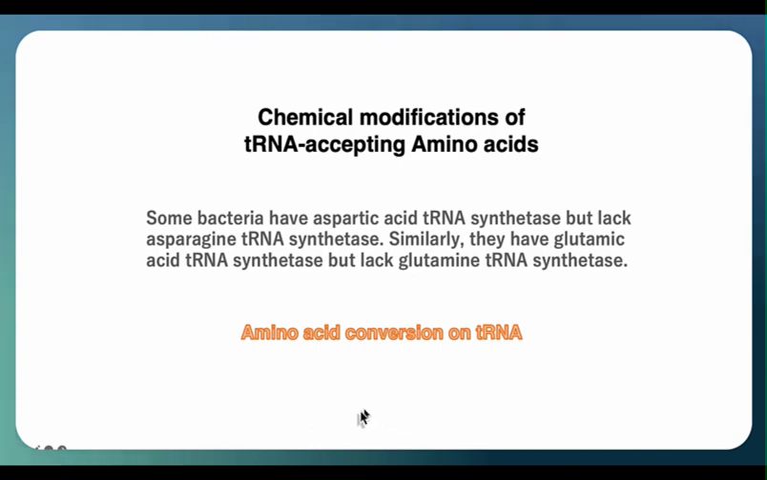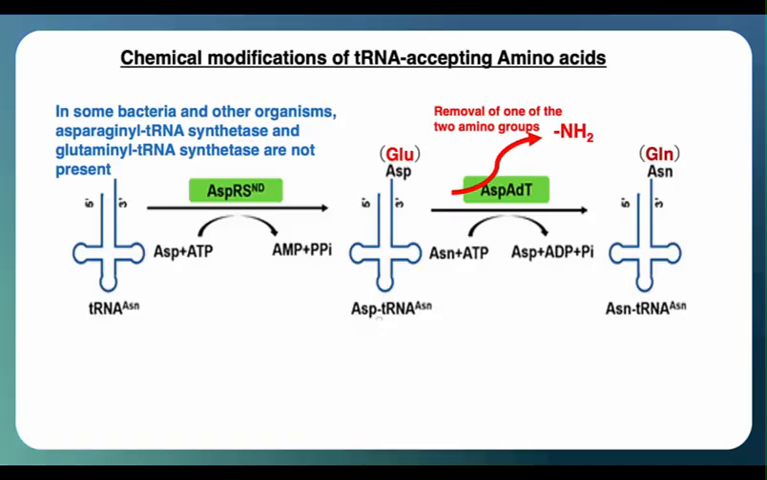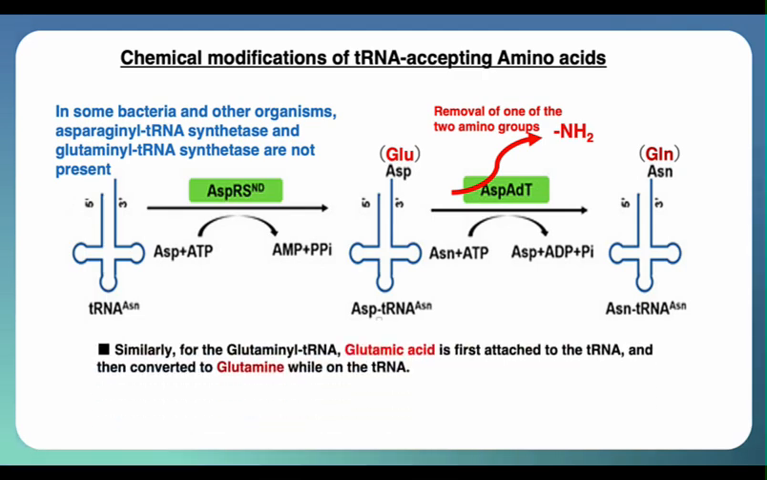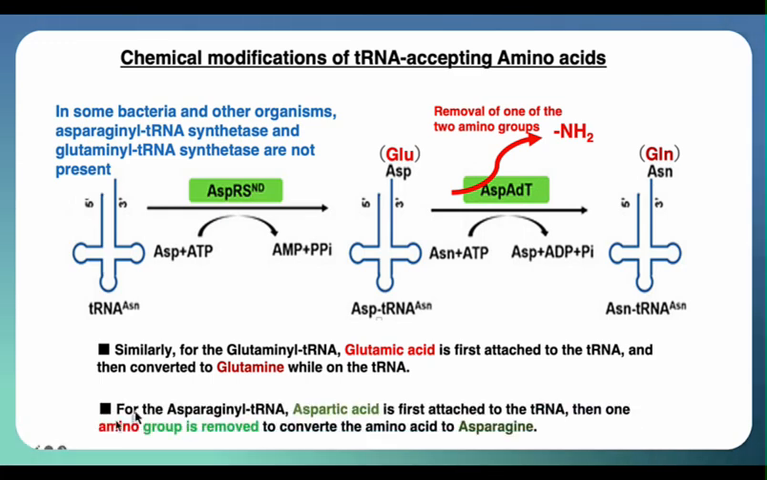The solution is the amino acid conversion on transfer RNA. We will discuss examples of amino acids being converted to other amino acids by chemical modifications on the accepted transfer RNA. It is known that in some bacteria, glutamate ARS is present but glutamine ARS is absent, or aspartate ARS is present but asparagine ARS is absent. In these cases, the amino acid is converted on the transfer RNA.